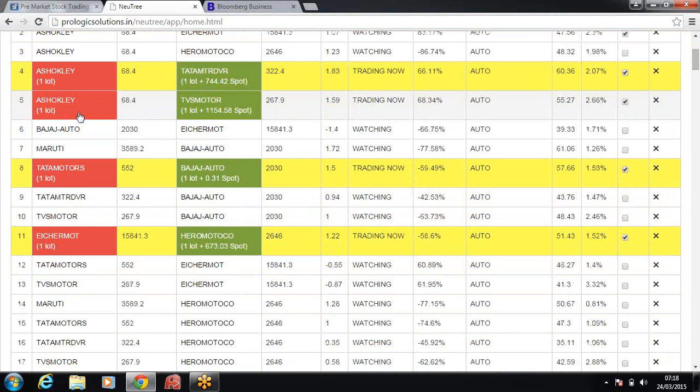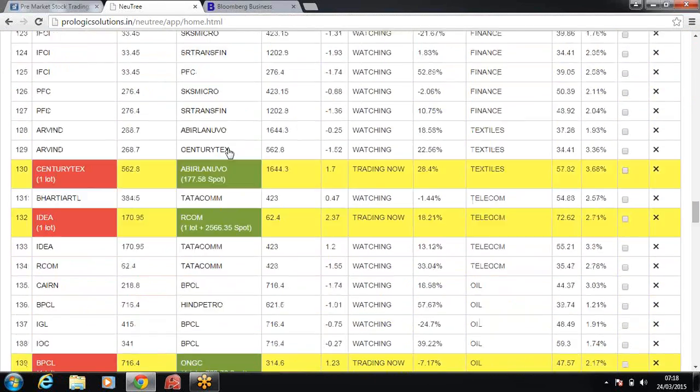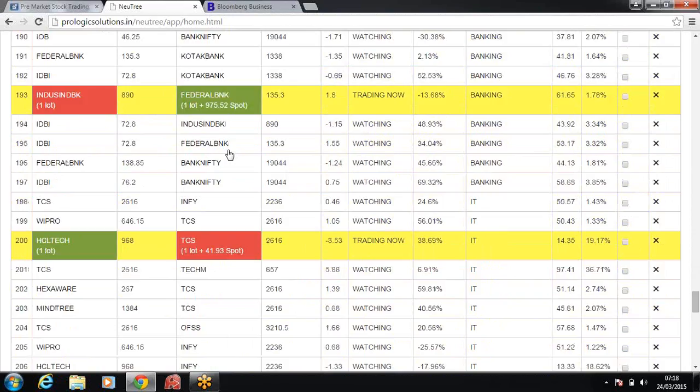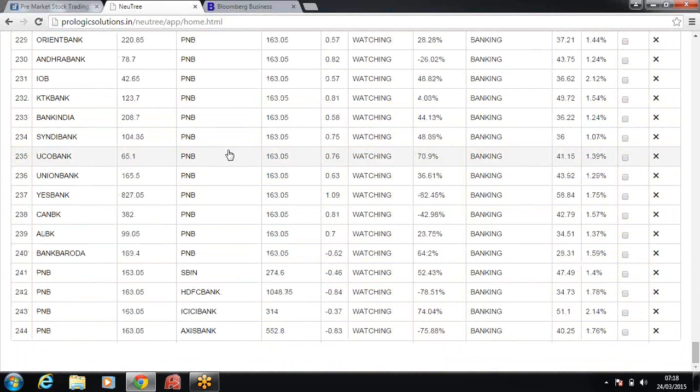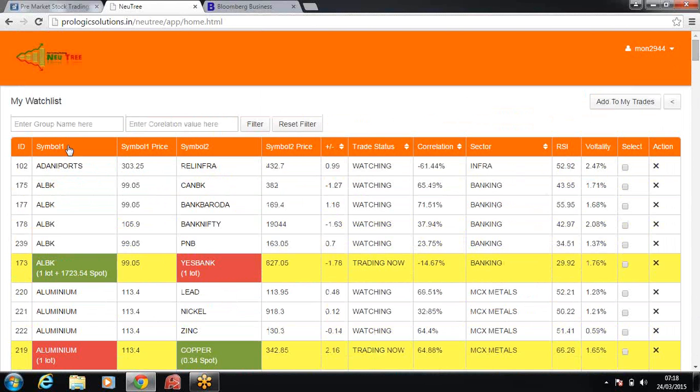Here you can see the current running trades which are in red and green. So these are some of the trades that are running currently. And the white background are the particular trades which are yet to come. So we'll wait for them. So the idea is very simple. I'll just give you an overview of how you can get calls also.